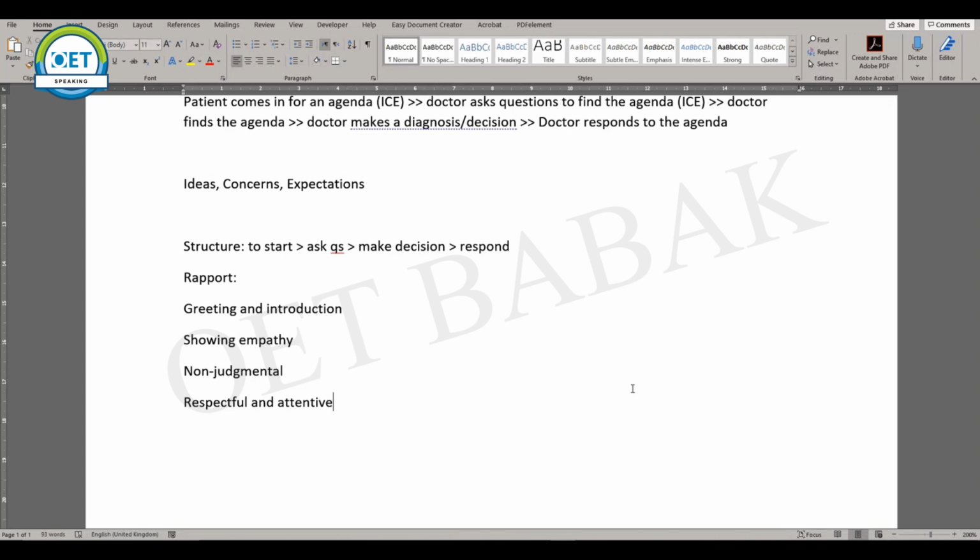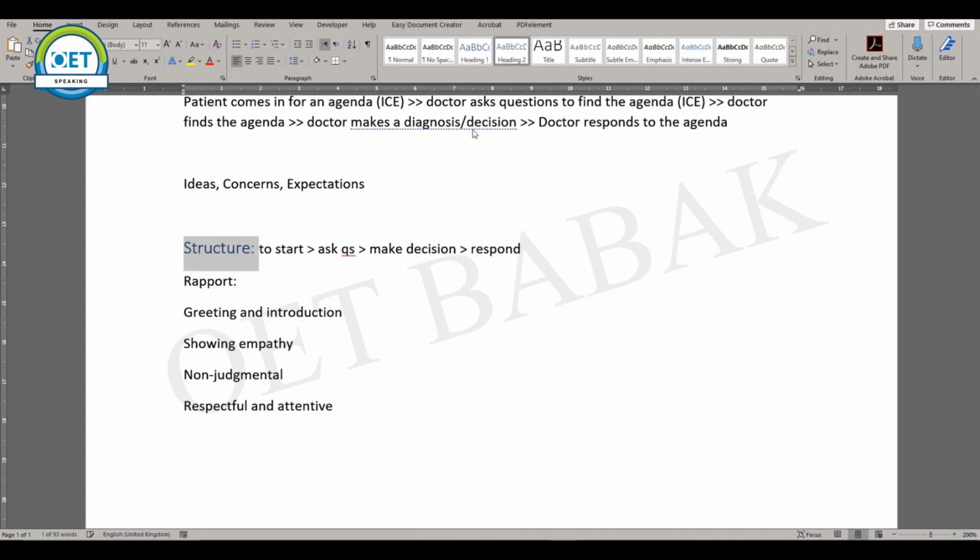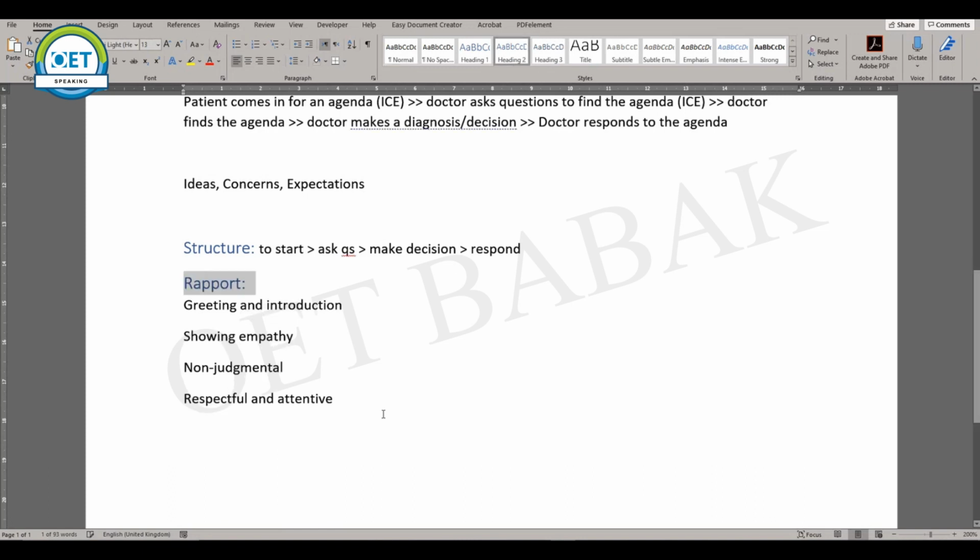Right. So are we okay with rapport and structure? Good. So we will get back to structure later, but now we're saying rapport now. And right, after rapport, it's something I forgot to tell you.